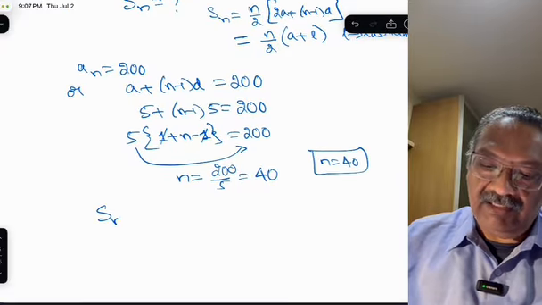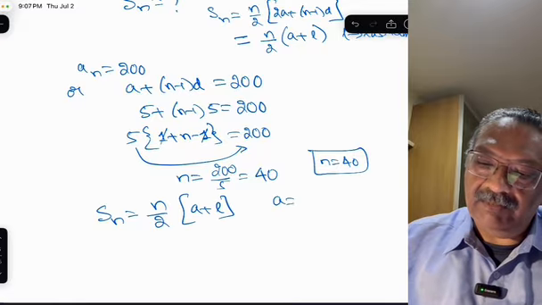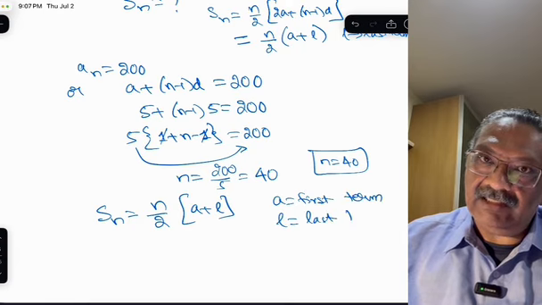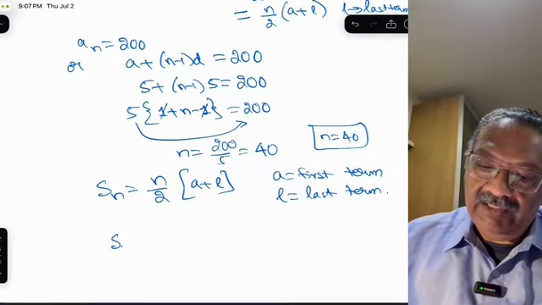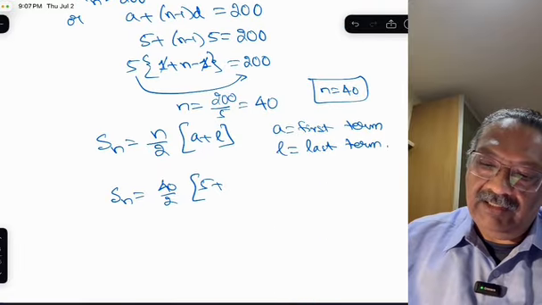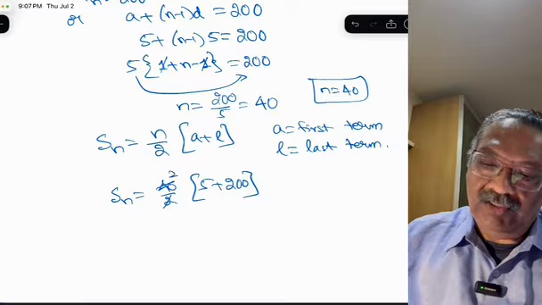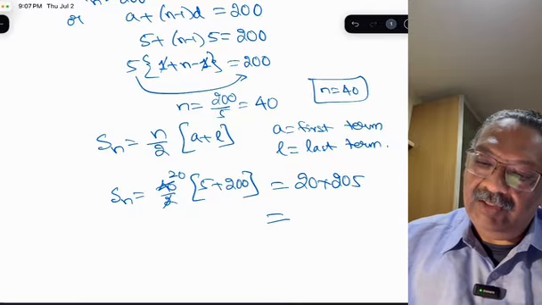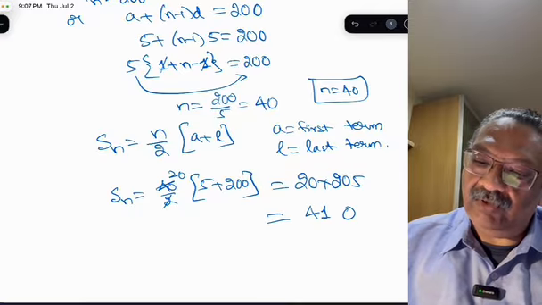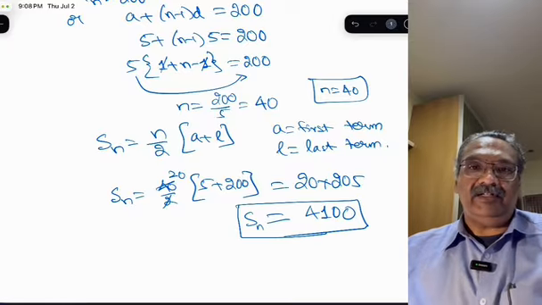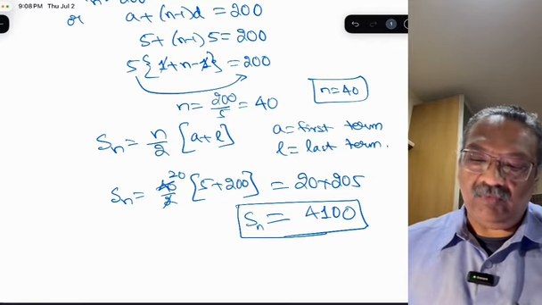Now what is the sum? Sn is equal to n by 2 into a plus l. a is the first term, and l is the last term. So we have Sn is equal to 40 divided by 2 into first term is 5 and last term is 200. 20 into 205. 205 into 2 is 410, so 4100. So Sn, the sum of all the numbers between 1 and 201 divisible by 5, is 4100.